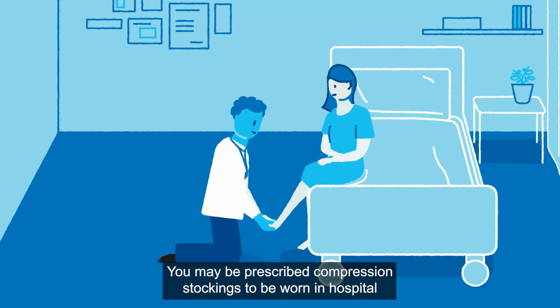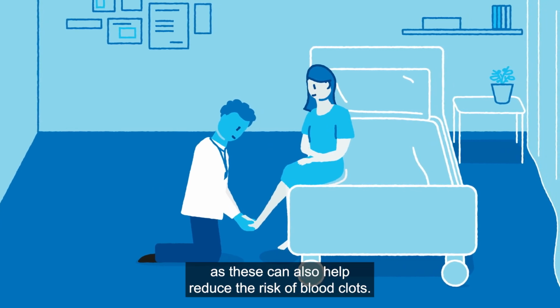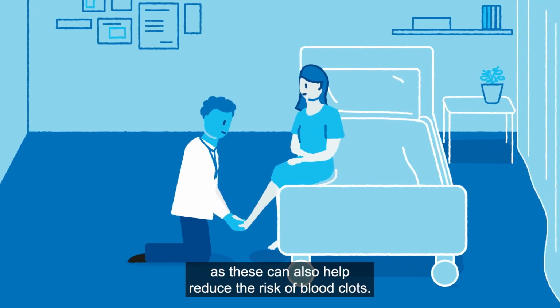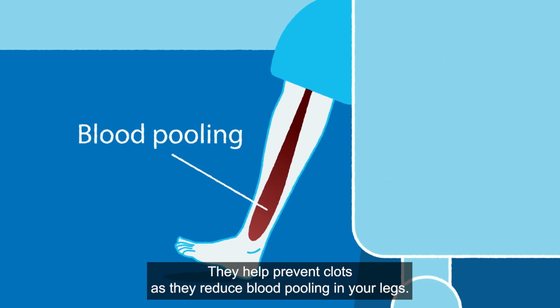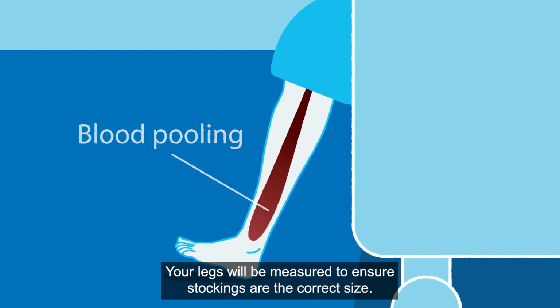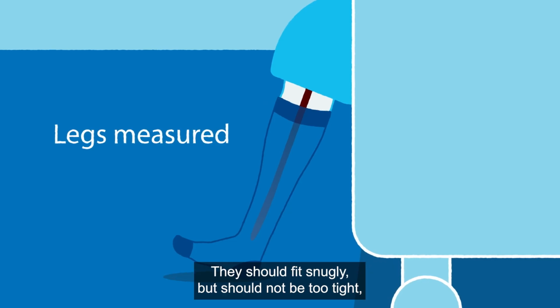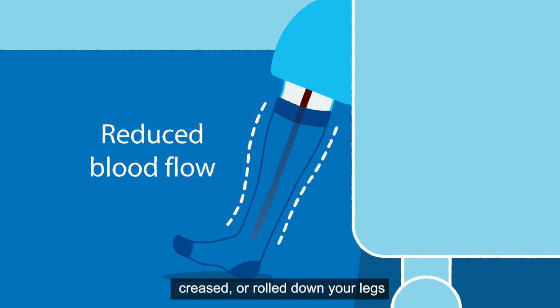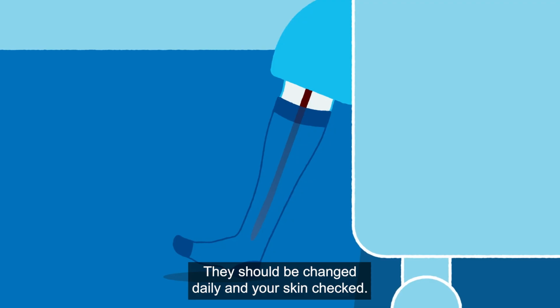You may be prescribed compression stockings to be worn in hospital, as these can also help reduce the risk of blood clots. They help prevent clots as they reduce blood pooling in your legs. Your legs will be measured to ensure stockings are the correct size. They should fit snugly, but should not be too tight, creased, or rolled down your legs, as this could reduce blood entering your legs or damage your skin. They should be changed daily and your skin checked.